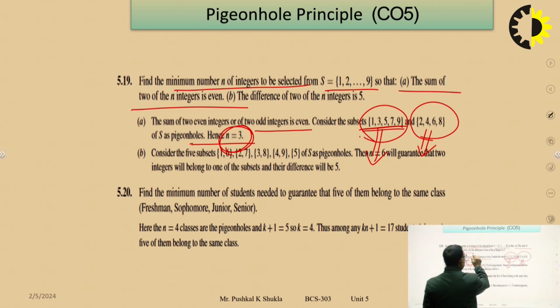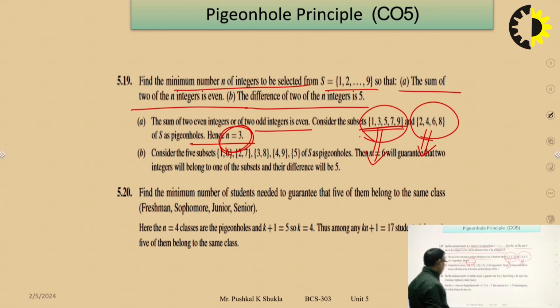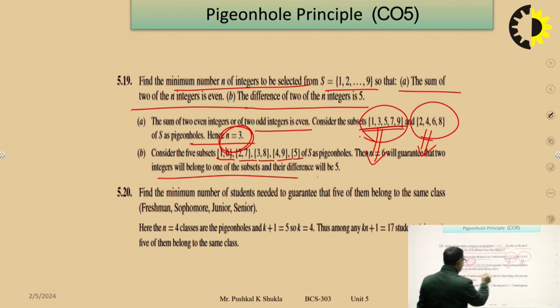The difference of 2 of the n integers is 5. So we take 5 subsets as 1, 6; 2, 7; 3, 8; 4, 9; and 5 as pigeonholes. And if 5 pigeonholes are there, then n plus 1 pigeons. It means 6 will guarantee that 2 integers will belong to one of the subsets and the difference will be 5.